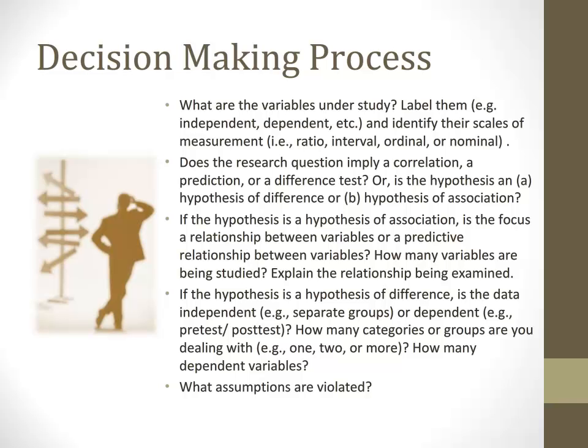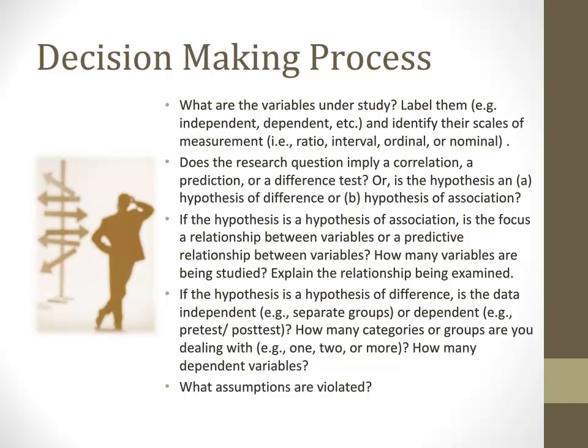The first question you need to ask about the hypothesis or research question that you're proposing is, what are the variables under study? You then need to identify and label those variables, such as independent, dependent, or variables of interest, and identify their scales of measurement: ratio, interval, ordinal, or nominal. Remember, you use a non-parametric test when you're working with variables of interest or dependent variables measured at the ordinal or nominal level, and you use a parametric analysis when you're working with variables at the interval or ratio level.